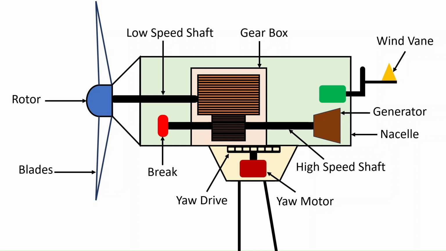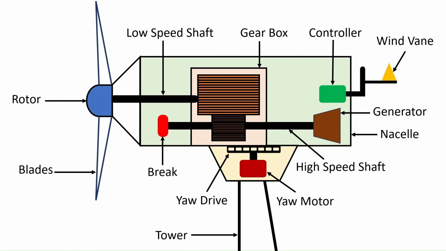A vane is installed to measure the wind direction and communicates with the yaw drive to orient the turbine properly with respect to wind. The controller controls the pitch of the blades and orients the nacelle to face the wind. It also manages generator torque and activates mechanical brakes when needed. The tower supports the rotor and nacelle of the wind turbine at the desired height.